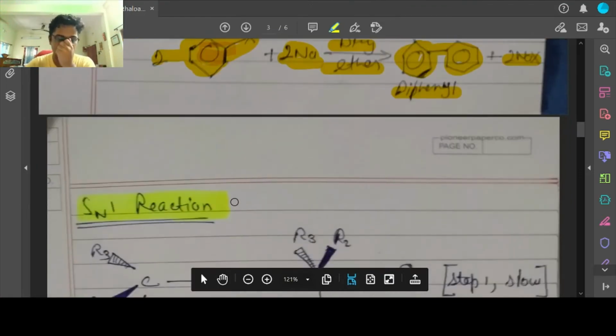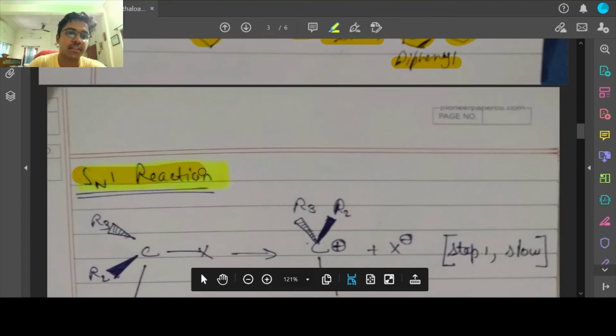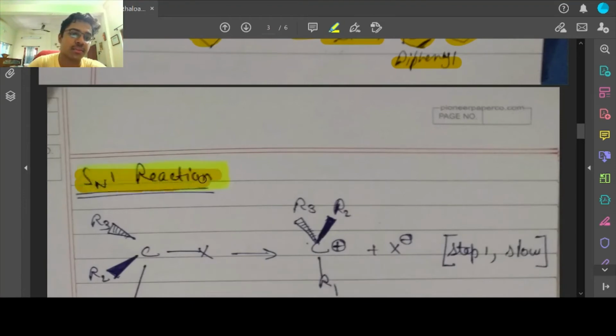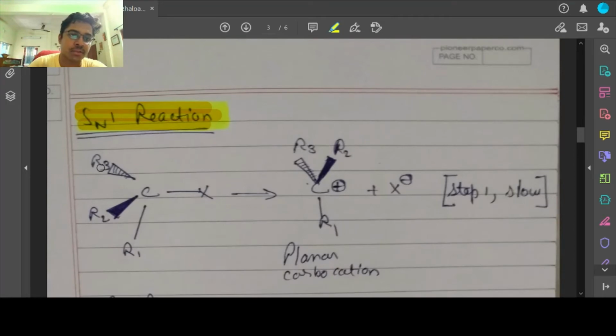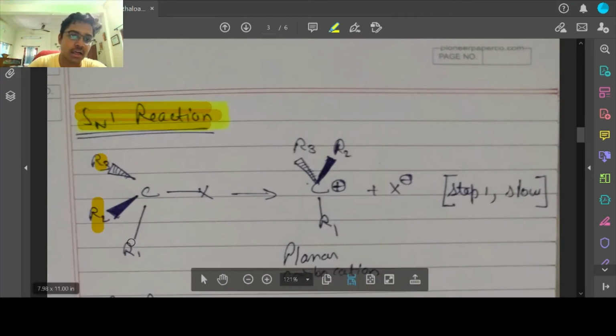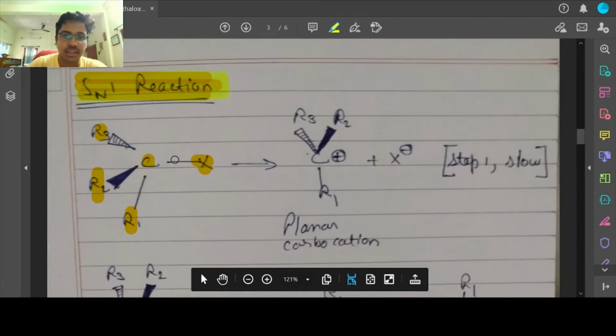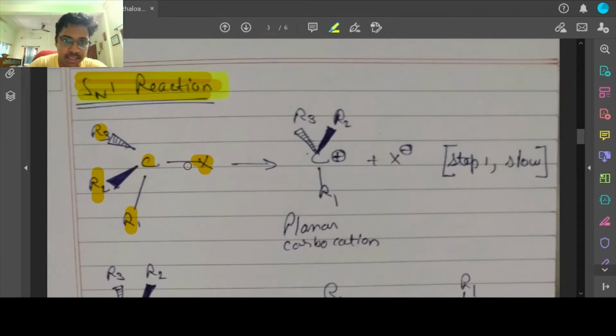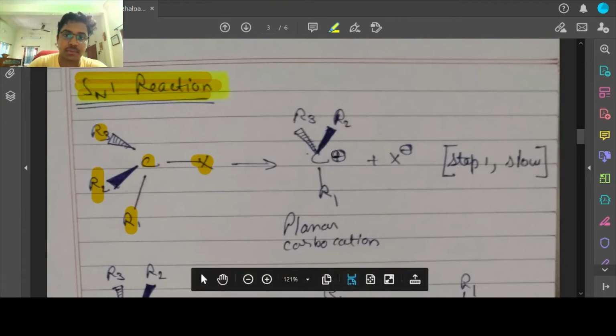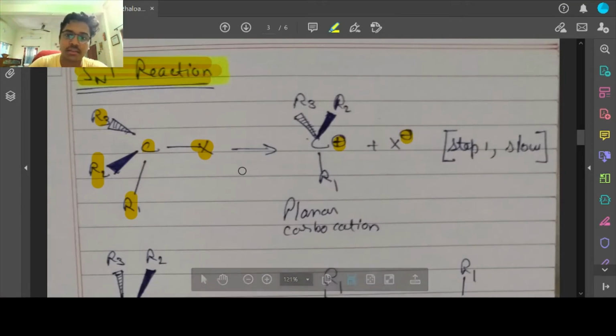Now comes the SN1 reaction. This is a very basic thing of organic chemistry. You have already learned it in class 11, so I'll just go through it fast. R1, R2 and R3 are alkyl groups, this is the central carbon and X is a halogen atom. Here the carbon-halogen bond breaks, resulting in a positive charge on carbon and a negative charge on the halogen atom. I hope you know the basics.